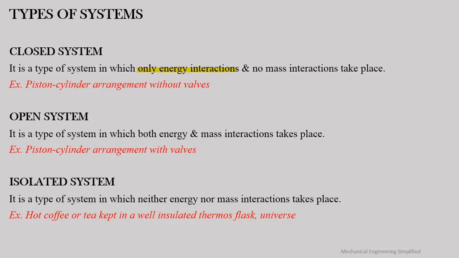Then we have an open system. It is a type of system in which both energy and mass interactions take place. It means energy and mass can enter into the system and also can leave the system. That is known as open system. An example is a piston cylinder arrangement with valves. Then we have the third category, isolated system. It is a type of system in which there is neither energy nor mass interaction.